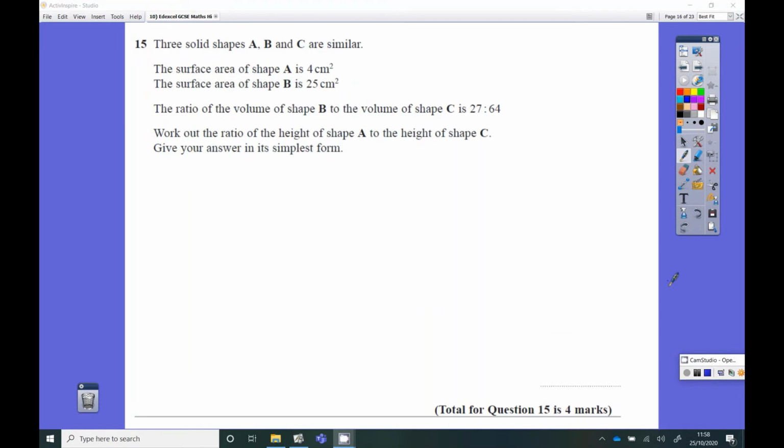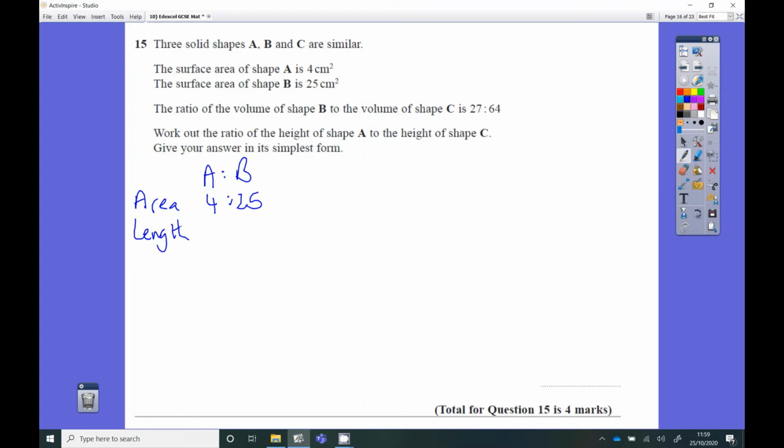Question 15. Now we're told the area ratio between A and B. The area ratio we're told is 4 to 25. Now we really want to get the length ratio. We want to be comparing across the board the length ratios, because they're asking us at the end to work out the ratio of the height of shape A to the height of shape C. So we're interested in the length ratio.